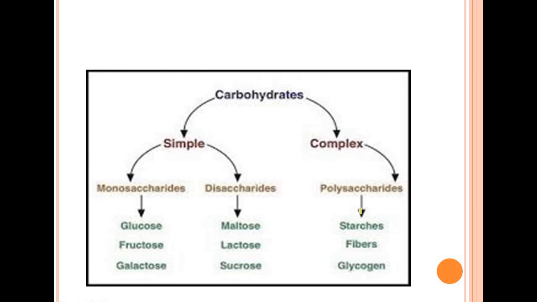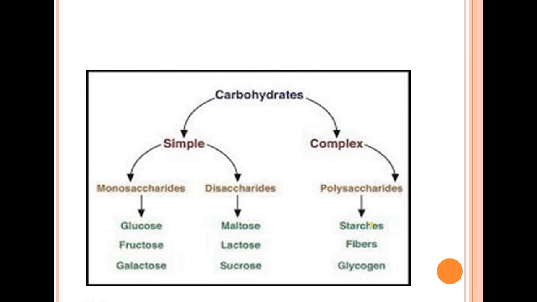Carbohydrates are divided into two parts: simple carbohydrates and complex carbohydrates. Simple carbohydrates are divided into two parts, monosaccharides and disaccharides. Mono means one, di means two. So a monosaccharide is made up of only one sugar, and a disaccharide is made up of two sugars. Glucose is one example. Glucose, fructose, galactose are examples of monosaccharides, while maltose, lactose, sucrose are examples of disaccharides. Poly means a complex carbohydrate, made up of a larger number of sugars.